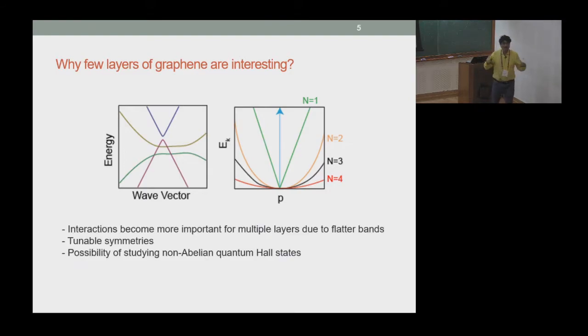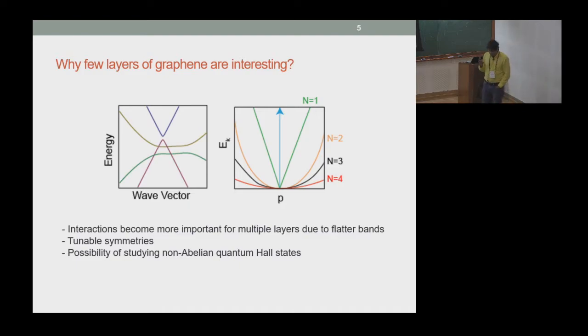bands become flatter. Okay, and those flattening out of the bands is sort of like a quenching of the kinetic energy contribution to the overall Hamiltonian. So if you want to boost up the relative importance of electronic interactions, you want the bands to become flat.